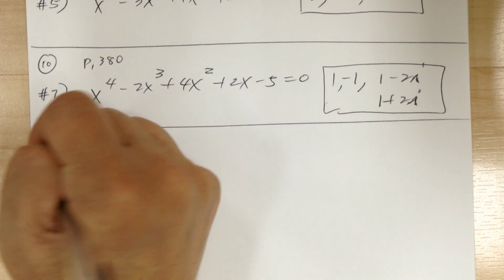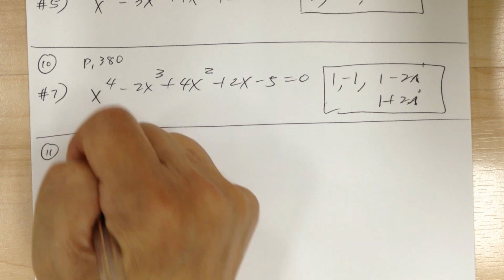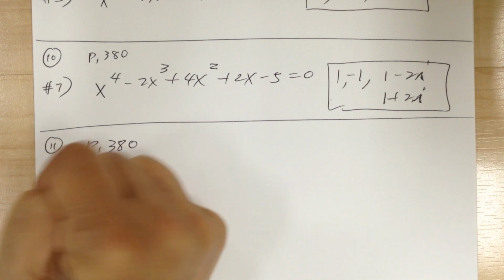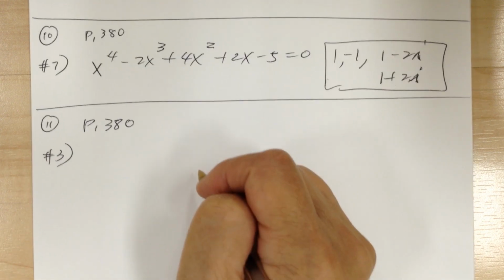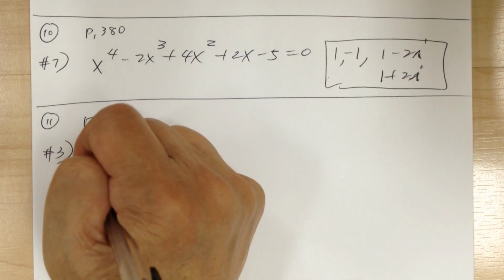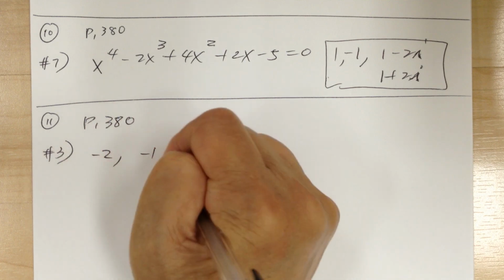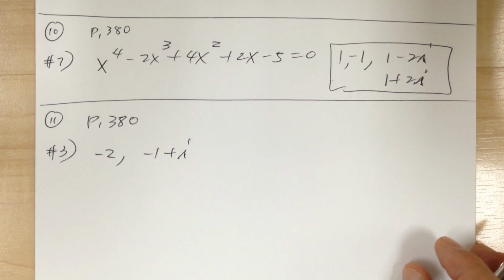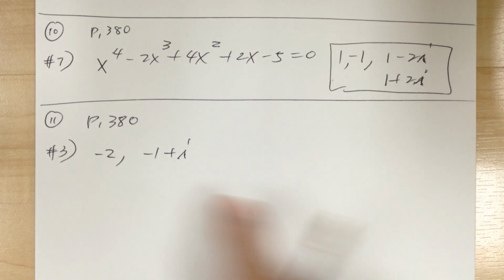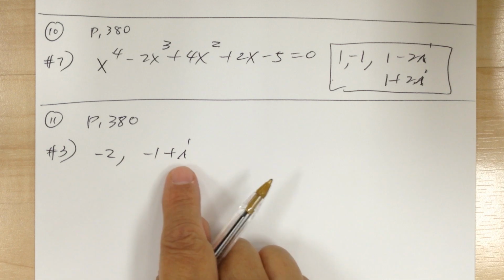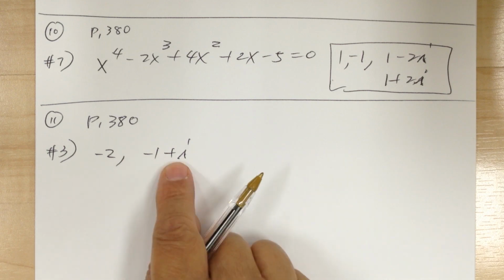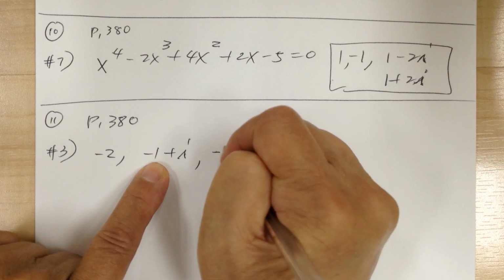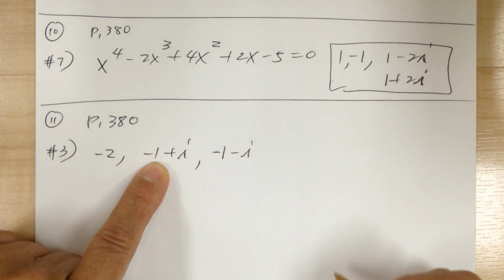Okay, let's go to number 11, page 380, number 3. You have negative 2 and negative 1 plus i. You're looking for the cubic equation. To find it, first you have to find all the roots. You have this one and this one, so right away you know that another answer would be negative 1 minus i. You have to get the conjugate, right?